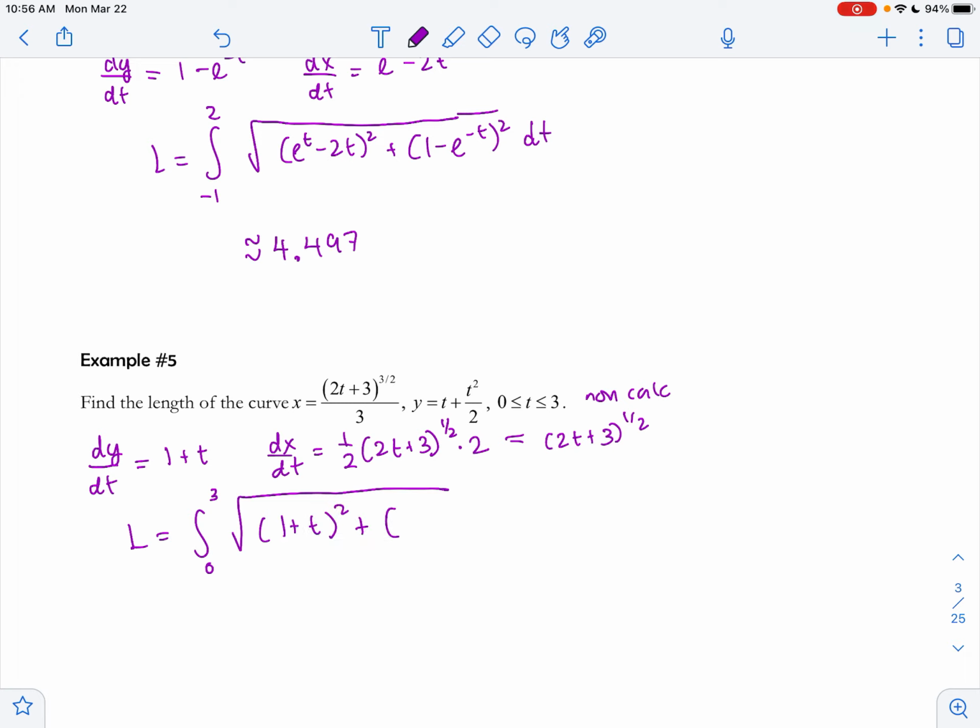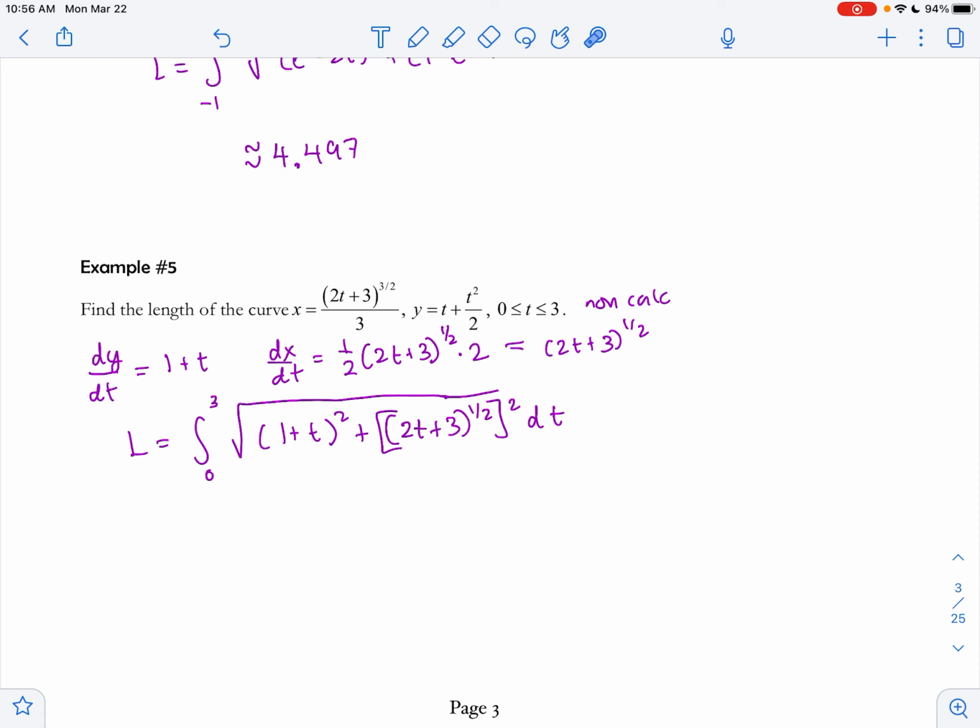Doesn't matter if we interchange x and y, or dx/dt and dy/dt squared. So we're squaring each one of the derivative expressions. And we see that we're left with a binomial that we have to square out, FOIL out. And then this one, if you square the square root, this will undo each other and you're left with just 2t plus 3. So in order for us to integrate, we're going to have to make sure that we're able to somehow reduce it down to something that is easy to integrate.